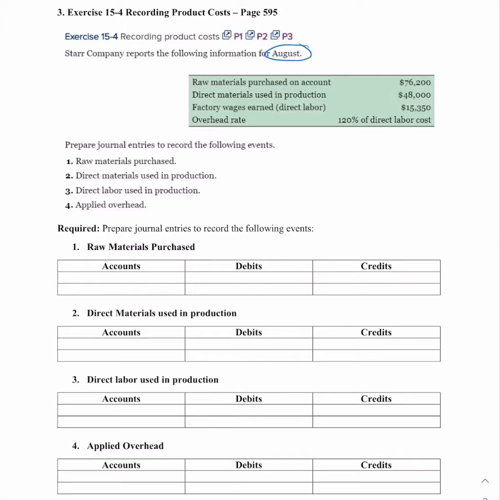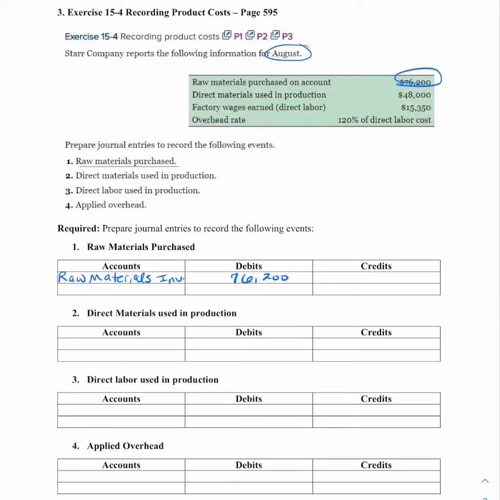So the very first one says, let's record the journal entry for the raw materials purchased. So where is that going to go? If we purchased some inventory in 231, we would have just debited inventory. That's kind of the case here, but here we've got to be a little bit more specific. So here, instead of just inventory, we're going to call this raw materials inventory, and that will be for $76,200, as we see in the table.